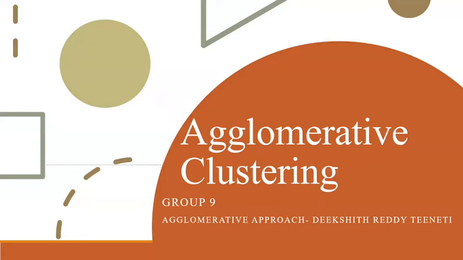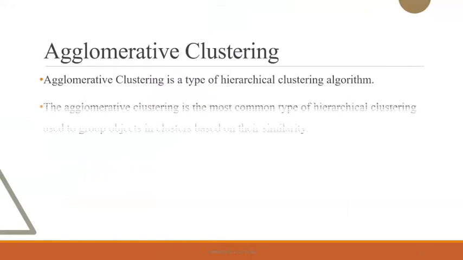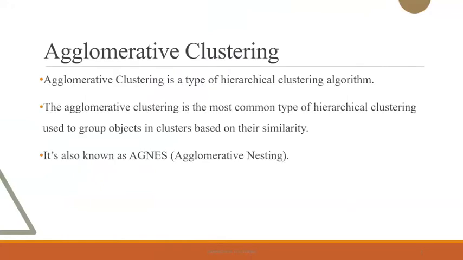Now I'm going to speak about the topic agglomerative clustering. First, let's see what an agglomerative approach is briefly. It is shortly known as HAC, which means hierarchical agglomerative clustering. It is the most common type of hierarchical clustering, and it is used for grouping the objects in clusters based on similarity. Also, this is the basic principle behind it. It is also known as AGNES, which stands for agglomerative nesting.